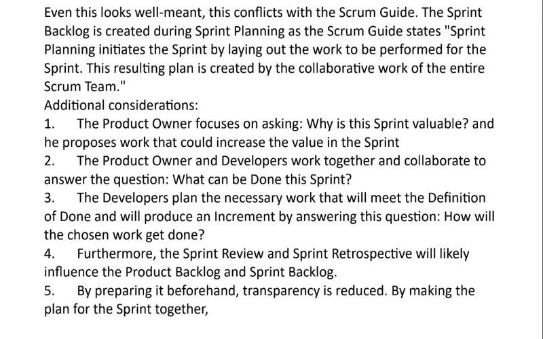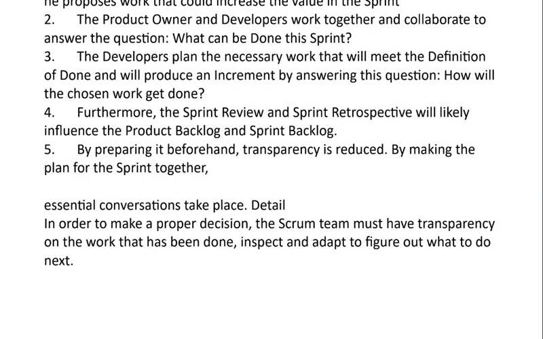Fourth, furthermore, the sprint review and sprint retrospective will likely influence the product backlog and sprint backlog. Fifth, by preparing it beforehand, transparency is reduced by not making the plan for the sprint together. Essential conversations take place. Detail: in order to make a proper decision, the Scrum team must have transparency on the work that has been done, inspect and adapt to figure out what to do next.